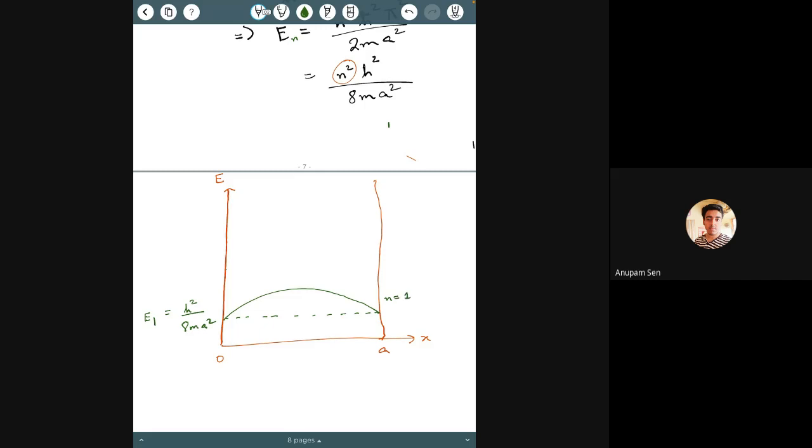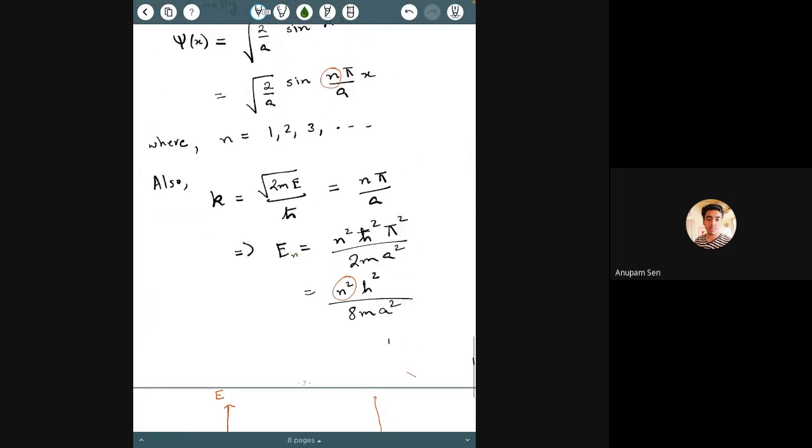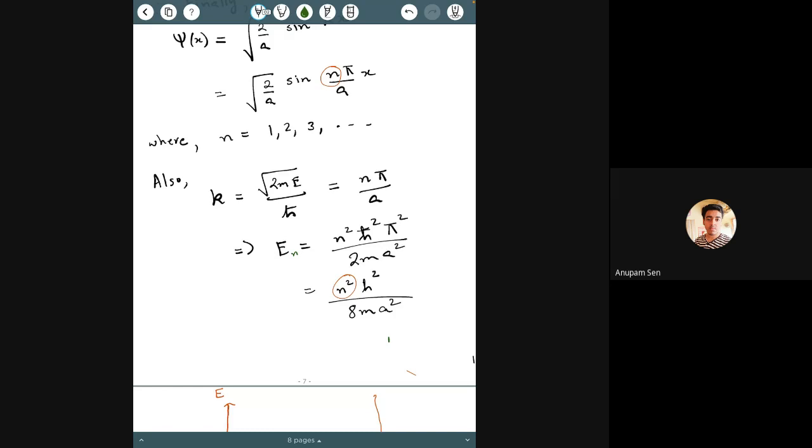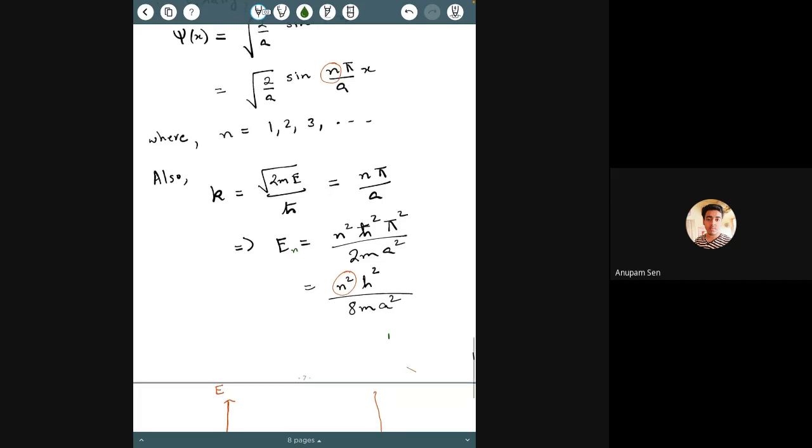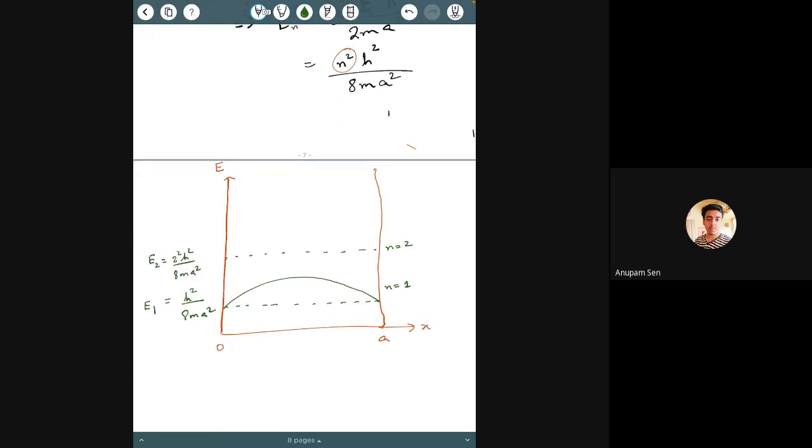Then let's look at n equal to 2. Then you have E2, which is 2 squared h squared by 8ma squared. And if n is equal to 2, then when x is a by 2, you get a 0. So this will look more like this.